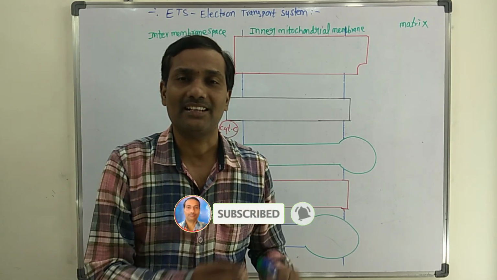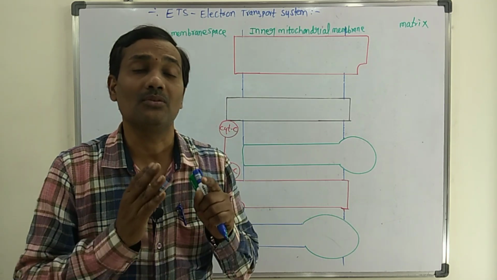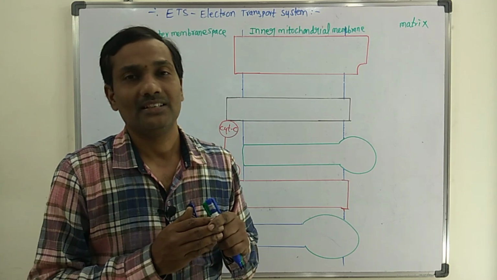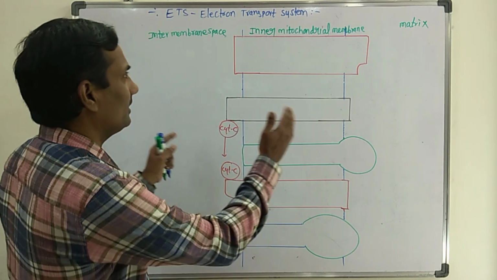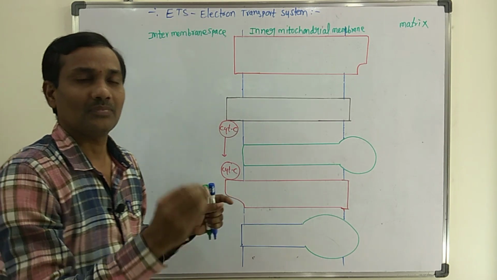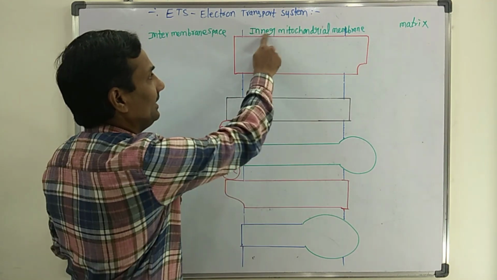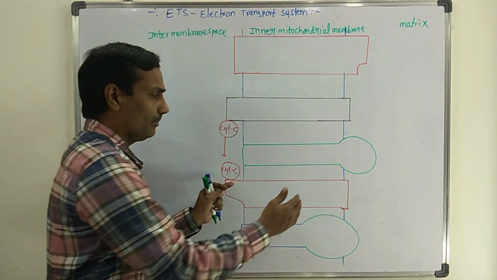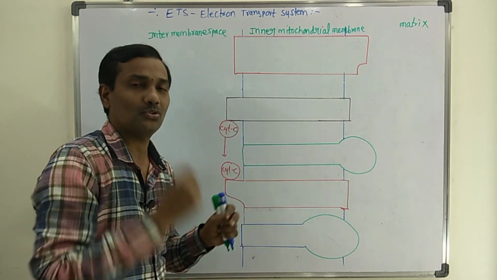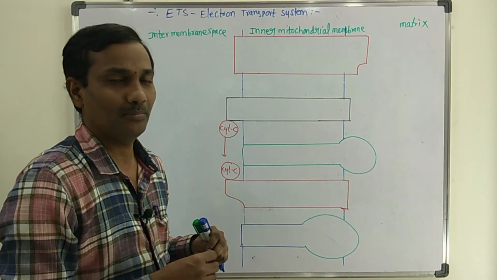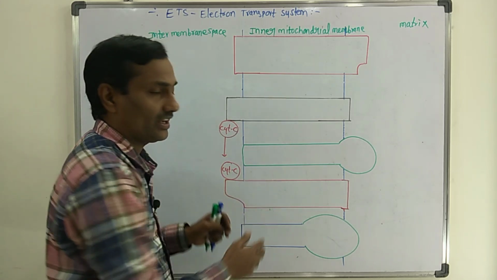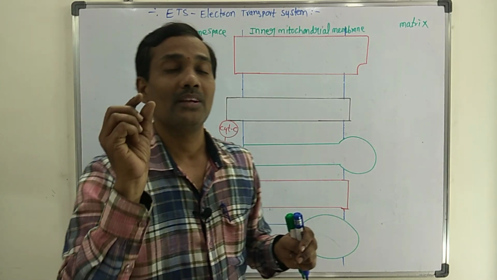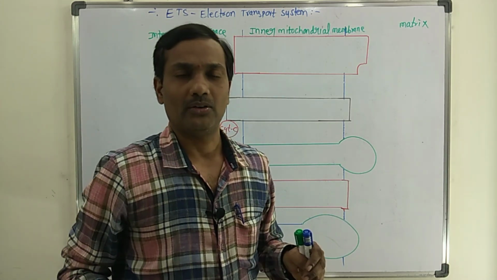How exactly does this ETS mechanism work in eukaryotic cells? These total 5 complexes are embedded in the inner mitochondrial membrane. The mitochondria consists of 2 membranes, outer and inner membrane. But all these 5 complexes are embedded in the inner membrane of mitochondria.